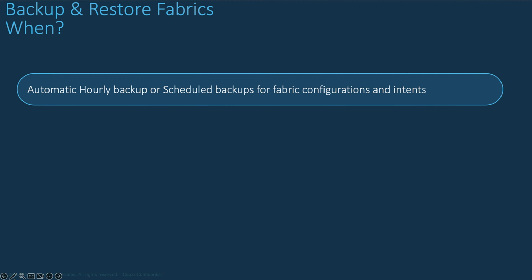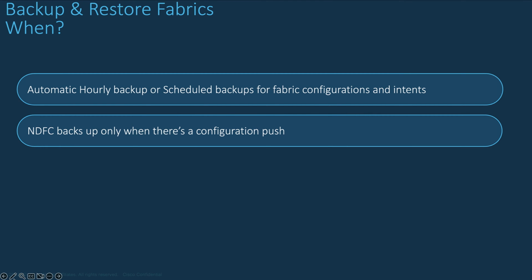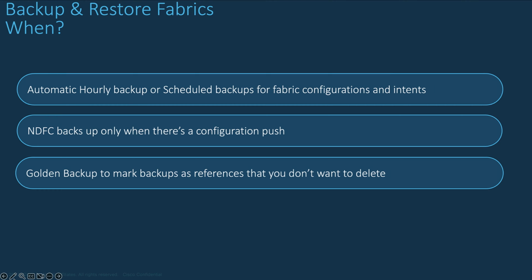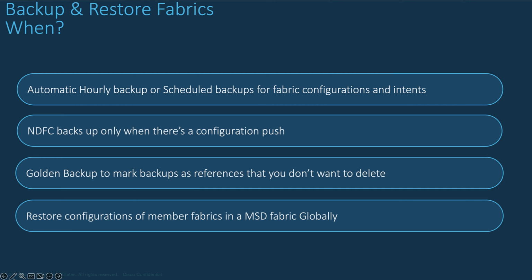There are two types of automatic backup. Either you enable an hourly backup or you schedule a fabric backup at regular intervals. NDFC triggers the automatic backup only if you didn't trigger any manual backup after the last configuration pushed. You can mark one or multiple backups as golden if you wish to keep a reference configuration to restore in case of a critical outage. And when fabrics are members of a multi-site domain, NDFC backs up and restores all members of the MSD.